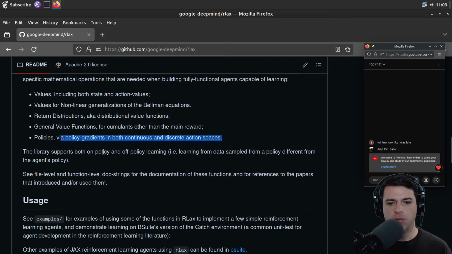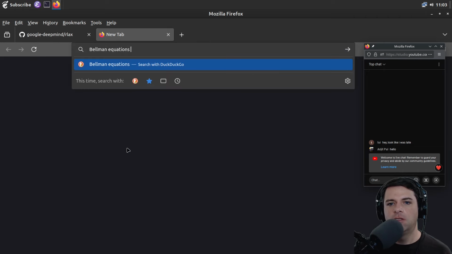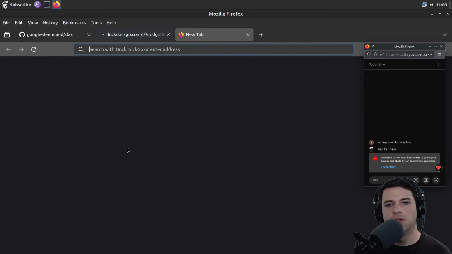The library supports both on-policy and off-policy learning, i.e. learning from data sampled from a policy different from the agent's policy. Okay. And then we have a description. There's an agent and he's learned from the environment. And so on and so forth. So first of all, let's look at the Bellman equations.